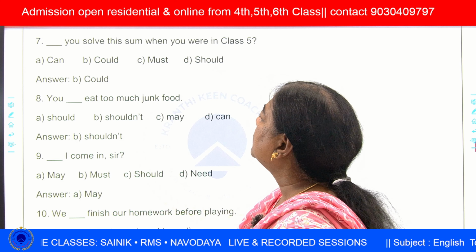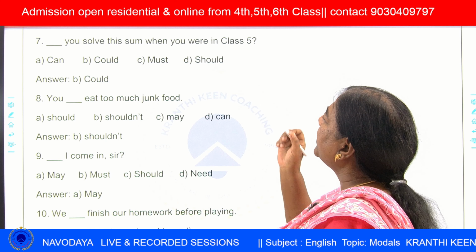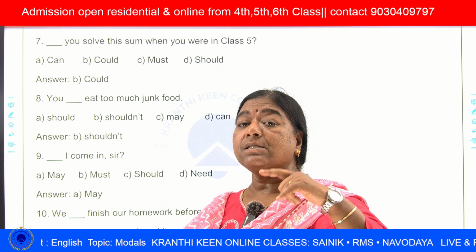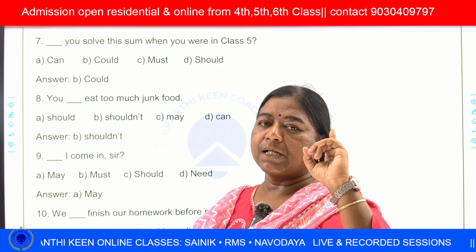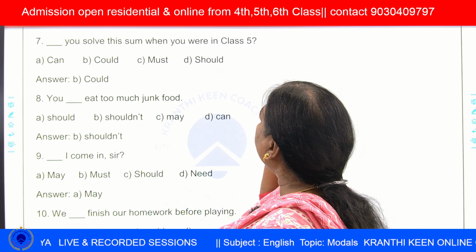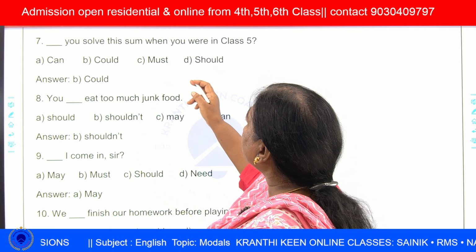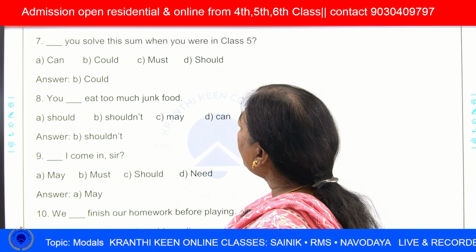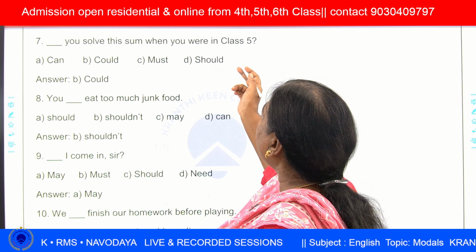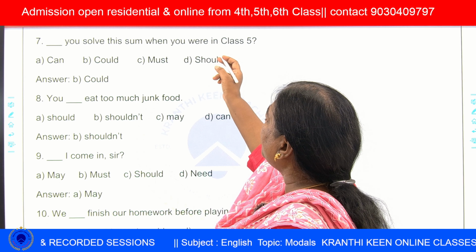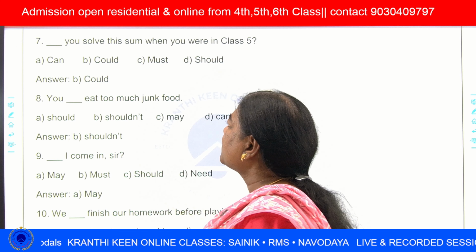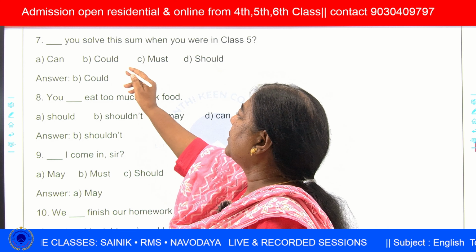Seventh one, dash, you solved this sum when you were in class 5. Now, when you were in class 5, this is some incident of the past. Clear? So, can you solve this problem when you were in class 5? No. Could you solve this sum when you were in class 5? Or must you solve this sum when you were in class 5? Should you solve this problem when you were in class 5? So, according to the tenses, this is about the past. So, could you solve this problem when you were in class 5? That could is the correct answer here.